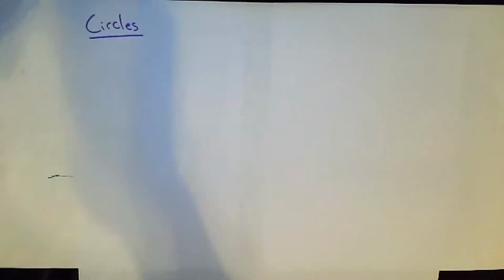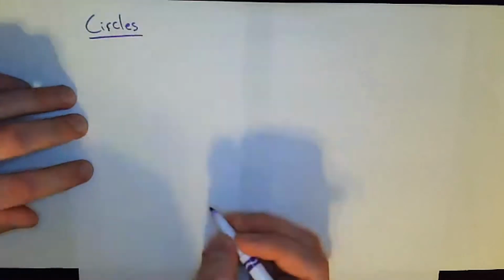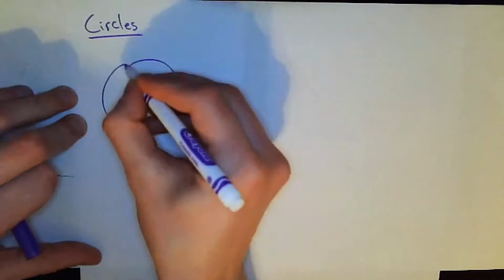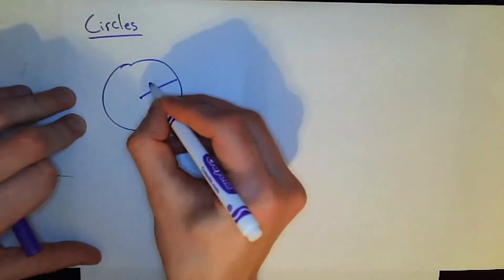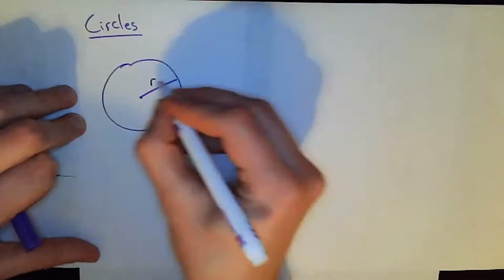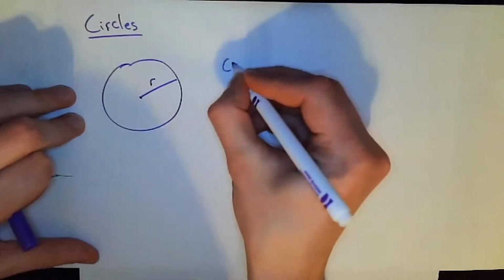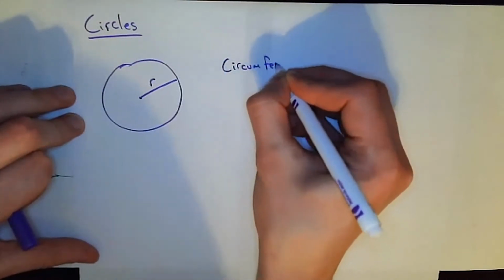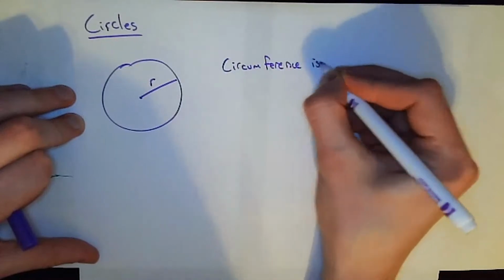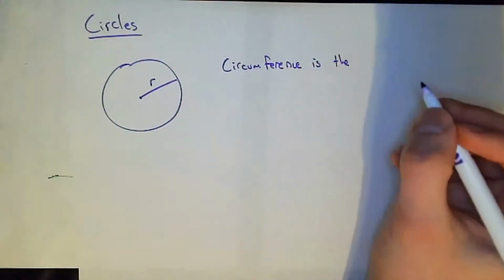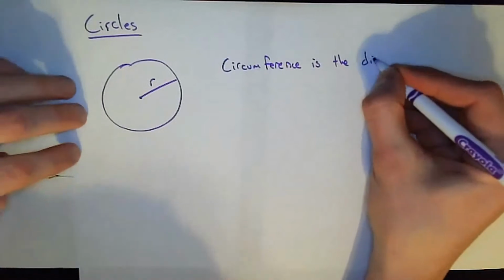Let's talk about circles. You've got a circle with radius r. The distance around the edge of the circle is called circumference. Let's just say the distance around the circle.